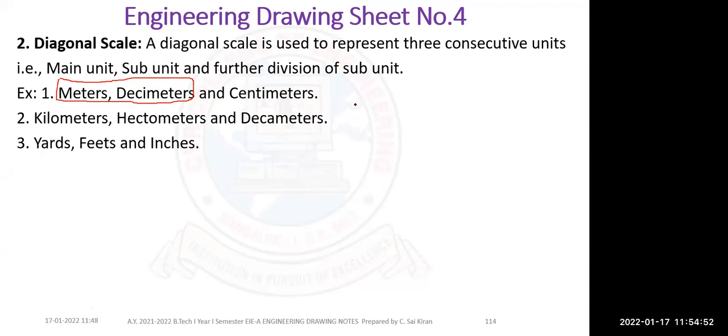Suppose you assume this is a 1 meter scale, and I'm dividing this 1 meter scale into 10 equal parts. And we assume that this small part is 1 decimeter. This 1 decimeter also we have to divide into 10 equal parts. How to divide these 10 equal parts? We'll be learning in the diagonal scale.